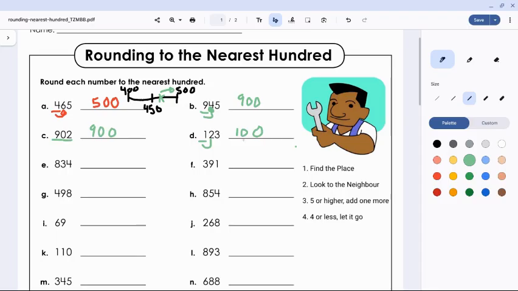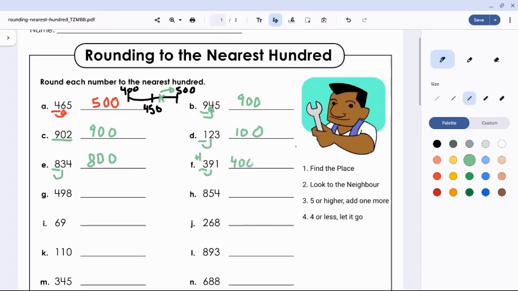Let me get that dot. There we go. All right, I'll do 2 more. 834, find the place, look next door. It's 4 or less, so I'm going to let it go. So I let go of the 34. The 8 stays an 8, and we round it down to 800. And the last one we're going to do, find the place, look next door. This time it's 5 or higher. So I'm going to add one more to the 3, right? So that would be 1 plus 3 is 4. So we are rounding to 400.